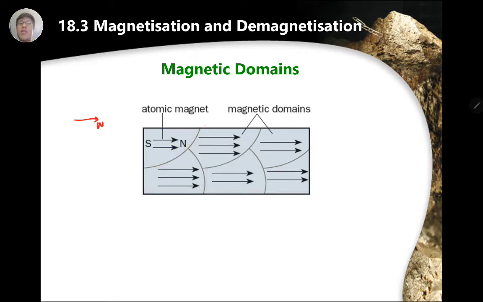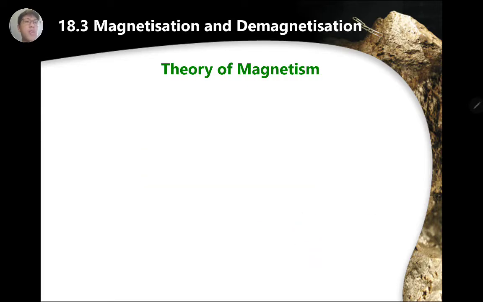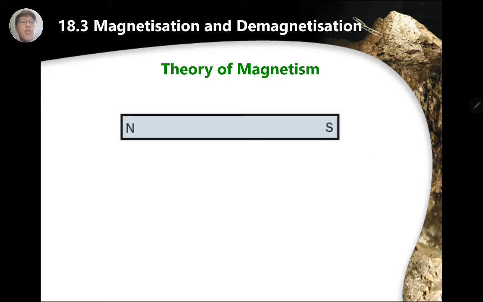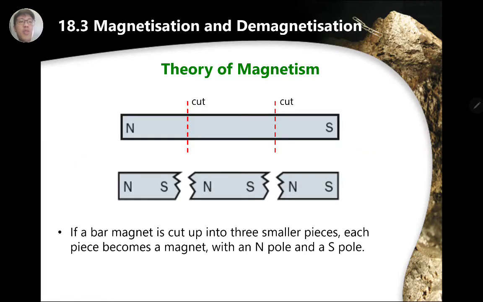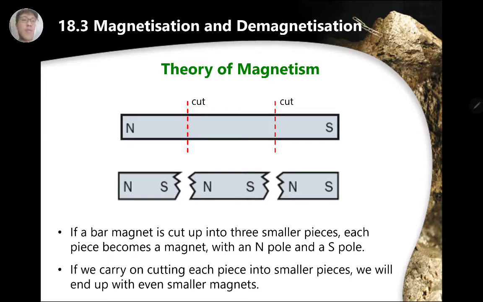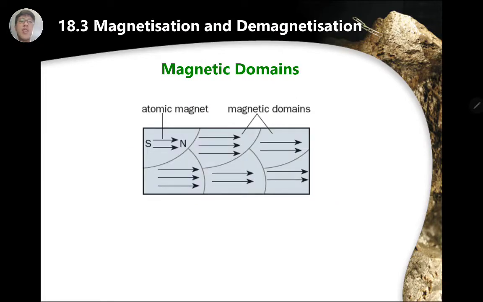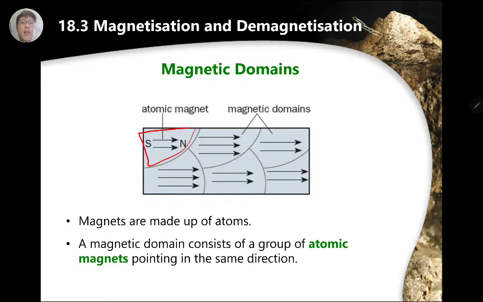Sorry, this wasn't clear. This tells us that if you keep cutting it into smaller pieces, you get small little magnets, which suggests that each magnet is made out of mini magnets. We'll call these atomic magnets and magnetic domains. So these whole things are magnetic domains. I hope that was clear. Magnets are made out of atoms, just like everything else. A magnetic domain consists of a group of atomic magnets pointing in the same direction.